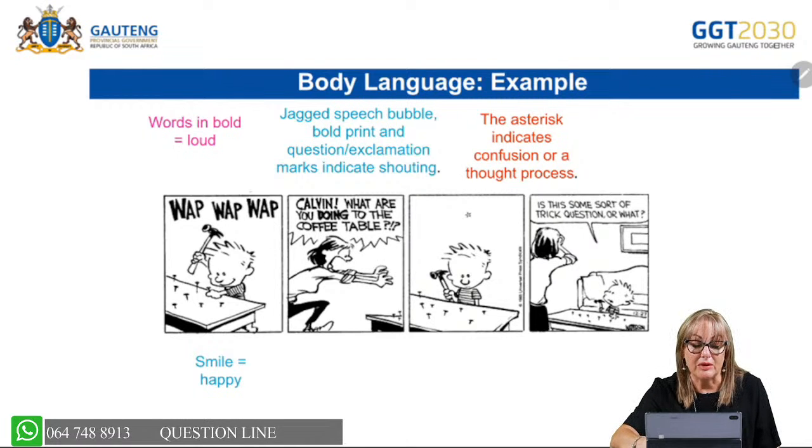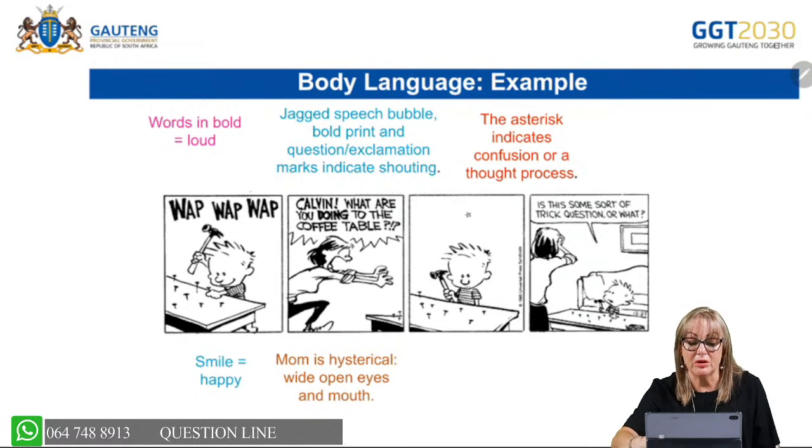Body language at the bottom. He's smiling, so he's very happy at what he is doing. The mom is hysterical. Her arms are outstretched. Her mouth is wide open. Her eyes are big. She's running. So that is a visual clue of how the mom is feeling. His facial expression, he has a blank facial expression. He's confused because he's looking at what he has done.